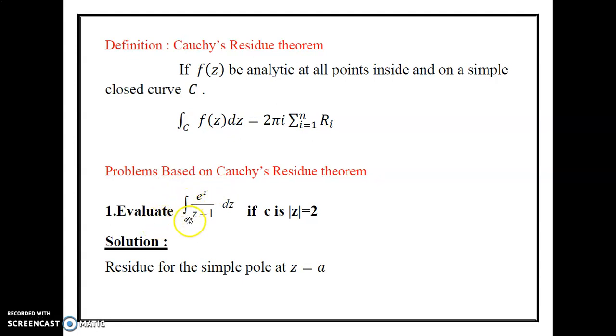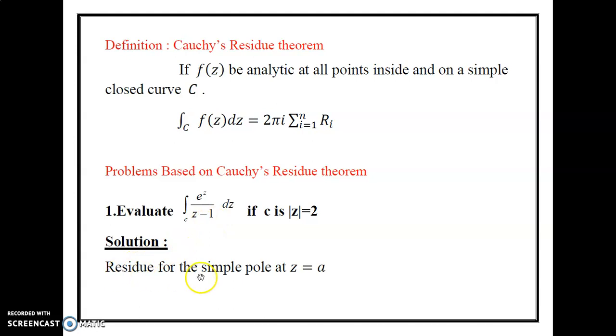Evaluate the integral over C of e^z divided by (z minus 1) dz, if C is |z| = 2. Solution. Here z minus 1, that is z equal to 1, is a pole of order 1. That is a simple pole.